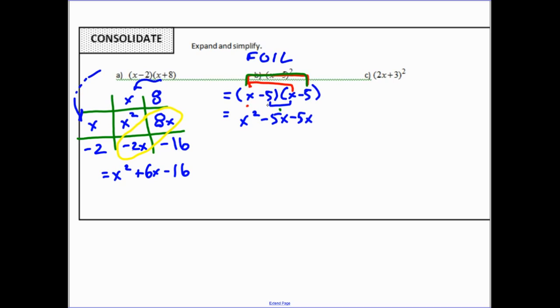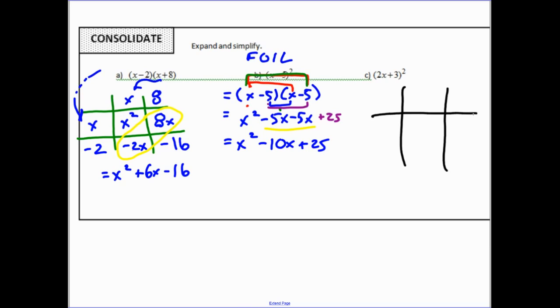And then finally, negative 5 times negative 5 turns to positive 25. And then we see our like term here in the middle. And so we have x squared, negative 5 minus 5 is negative 10x, plus 25. All right, and you choose. You can do this next one by grid or by FOIL. So maybe pause the video and try it on your own.